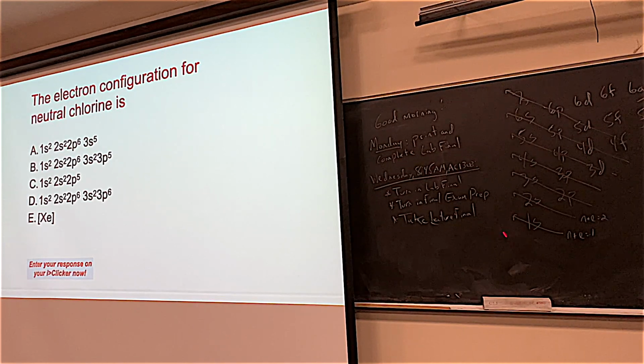Shells are the first number, so for 1s, n equals 1, that's the shell number. For shell 2, there are 2 subshells, 2s and 2p. You know that because the number literally is the shell. For 3, there are 3 of them, for 4, there are 4 of them, et cetera.